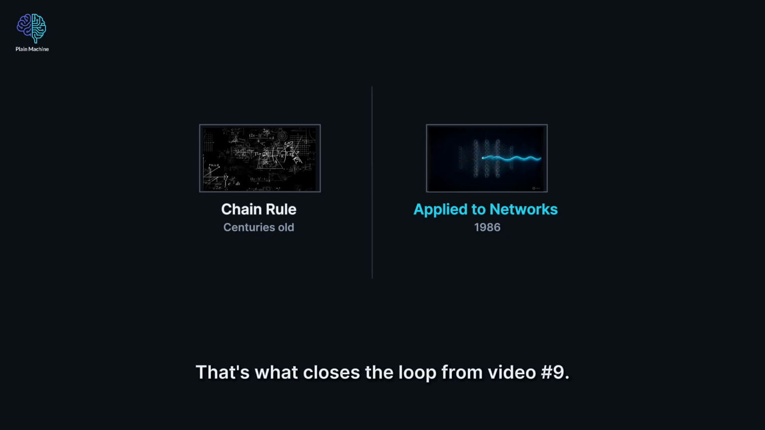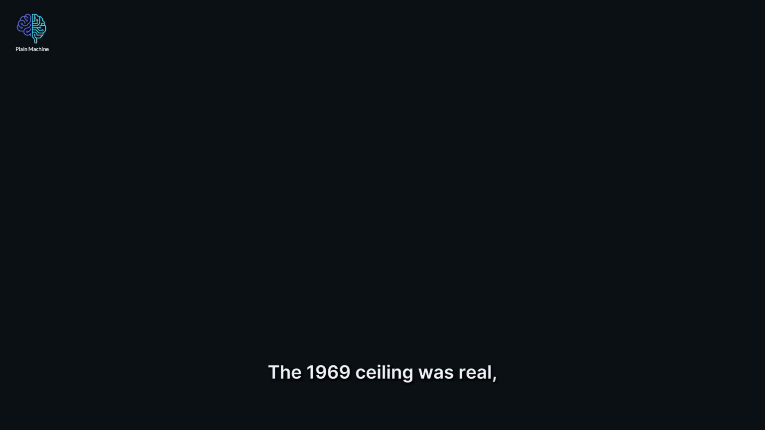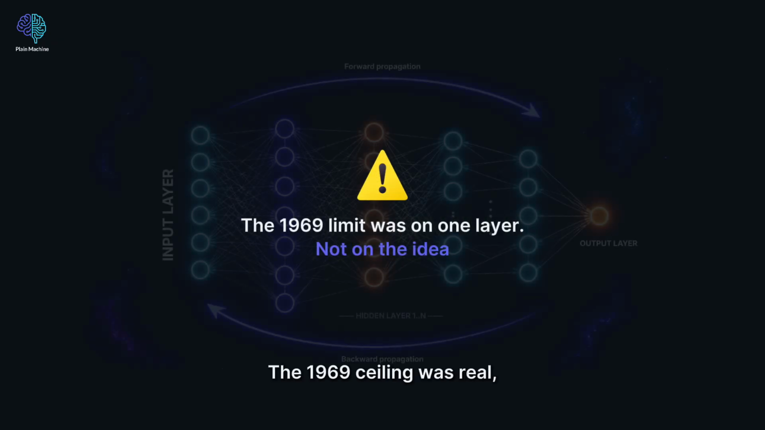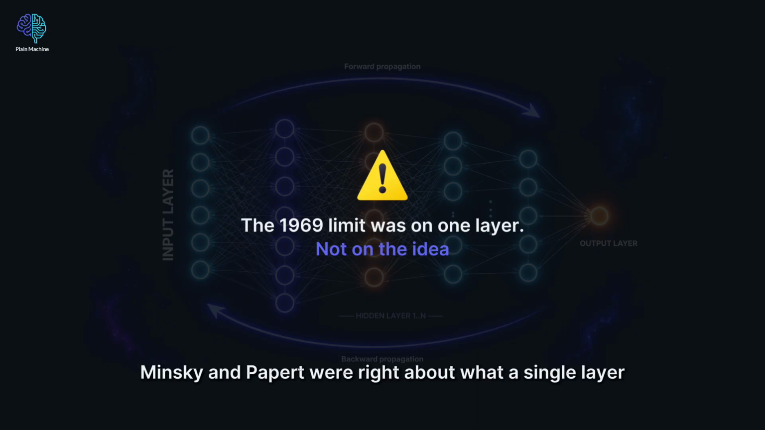That's what closes the loop from Video 9. The 1969 ceiling was real, but it was a ceiling on one specific architecture, not on the entire idea of learning from weights. Minsky and Papert were right about what a single layer could do. They were never in a position to rule out what many layers, trained properly, could do, because in 1969, nobody could train them. In 1986, that stopped being true.